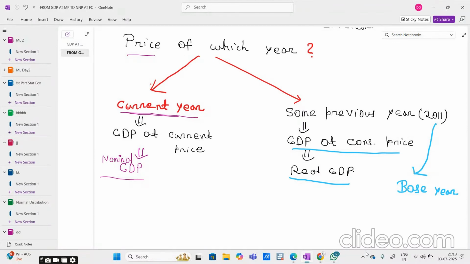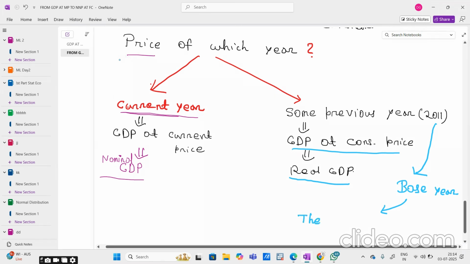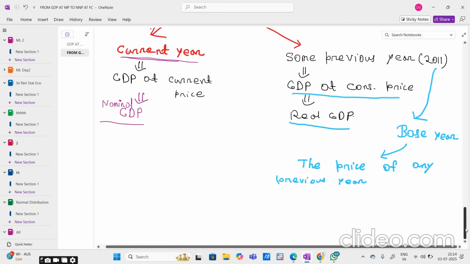Please note it with me. The price of the previous year, or let me just write it for you: the price of any previous year used in calculation of real GDP.